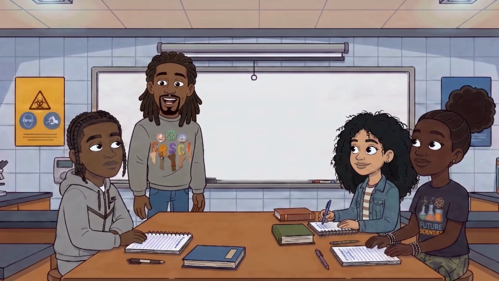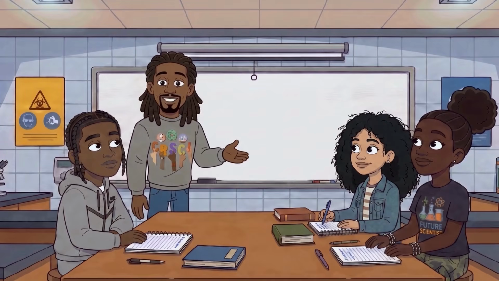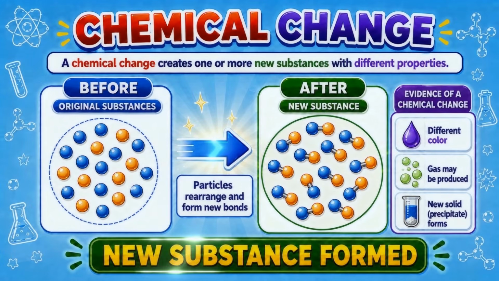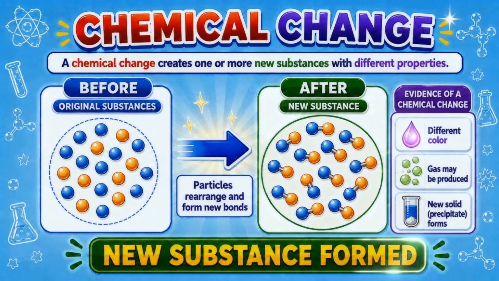Perfect. A chemical change creates one or more new substances with different properties. Particles rearrange and form new bonds, resulting in a new substance.